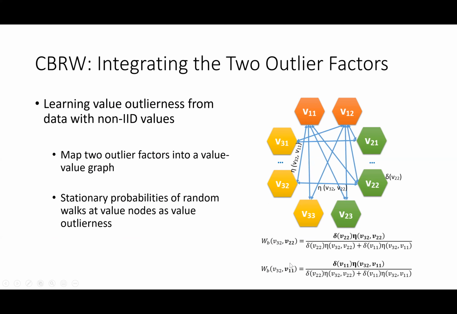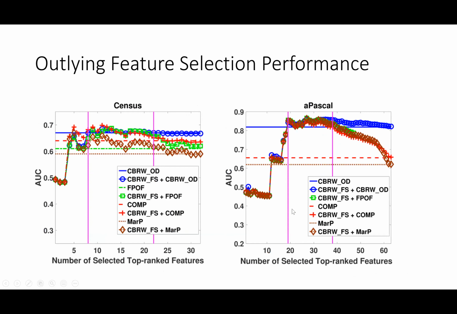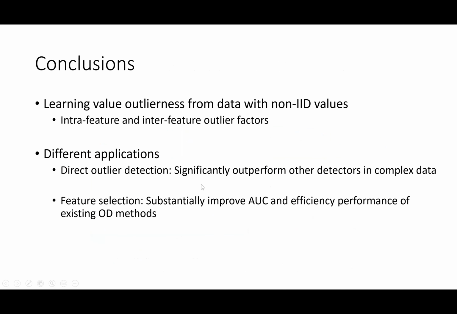Of course, you can also combine the intra-feature and inter-feature outlierness. You can do the feature selection, because you can measure the feature outlierness and then do the feature selection. Then we can compare with typical probabilistic models or other information theory-based models, and compare the performance and improvement over them. You can see some of them significantly improve the performance, and you can check whether performance improves when you add the feature selection. Typically, in some of the data, we have to use that.